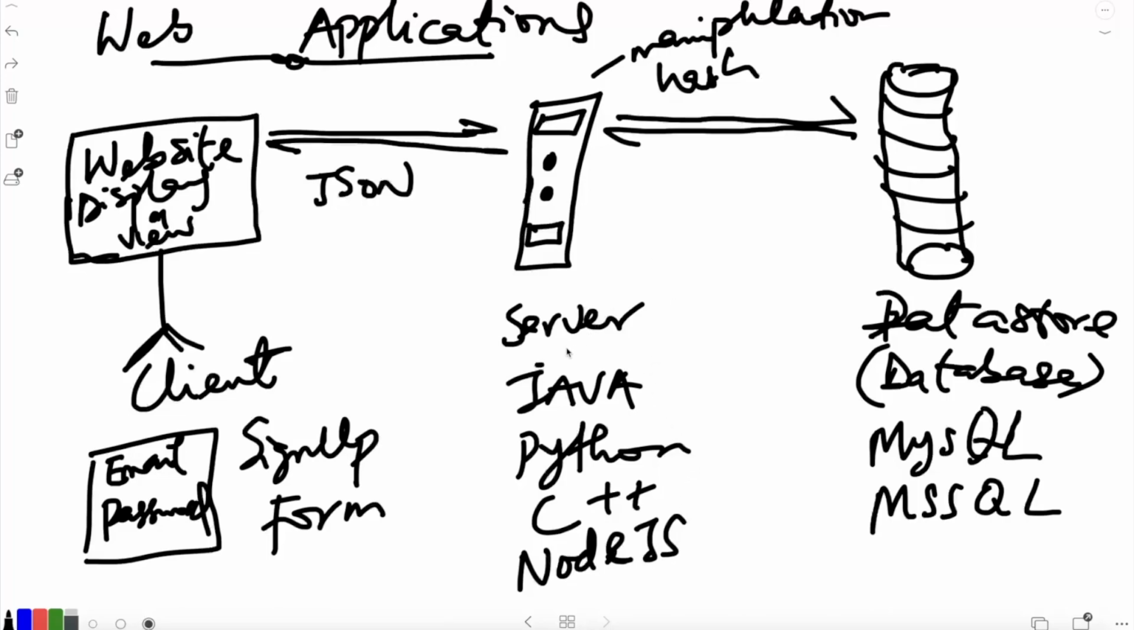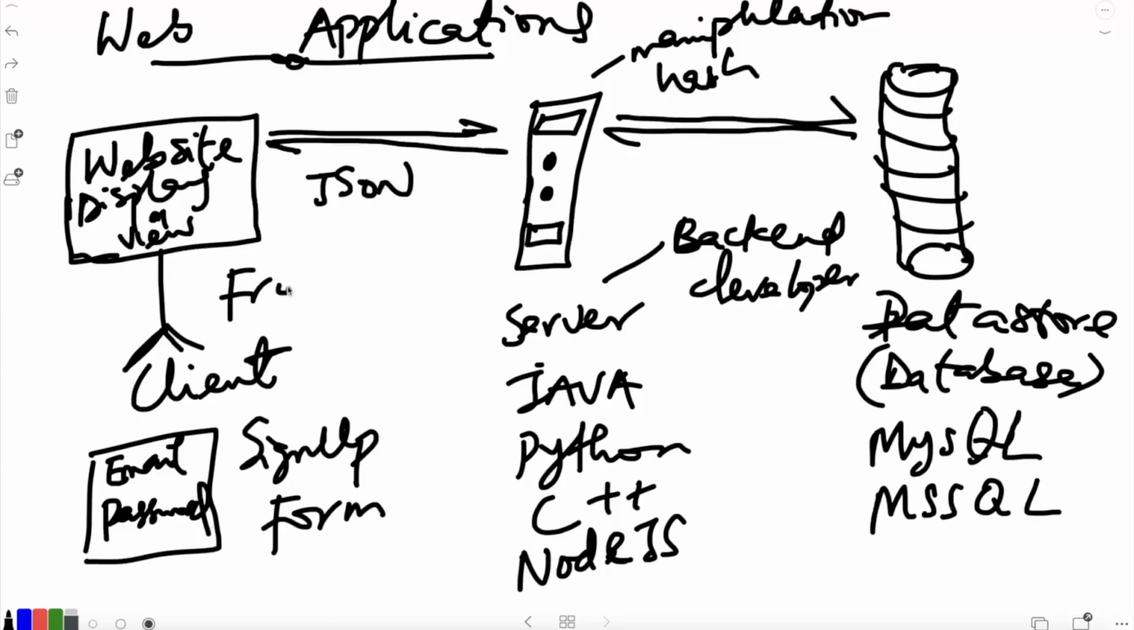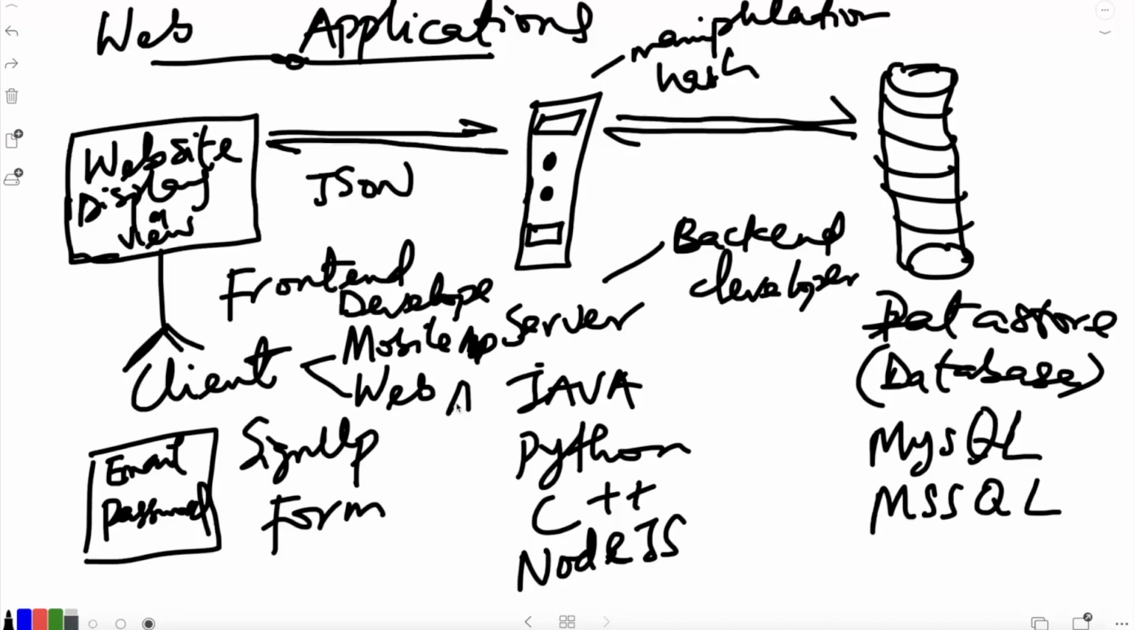So the person working on the server is called a backend developer, while the person working on the client is called a front-end developer. This client could be a mobile app or a web app. Simply anything that a user can touch, can interact with, can pass data to, and it would take the data and pass it to a server. That is what we call a client.